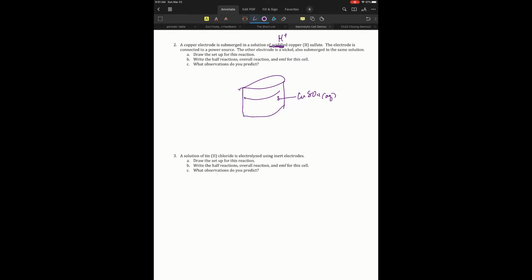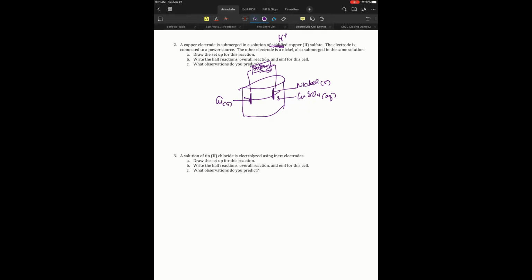In addition, if I had opted not to use a copper electrode, that would provide us a secondary option for what reaction occurs. But anyway, we're going to have one electrode that is copper, and another electrode that is nickel, which is also solid. And these are connected to a battery.